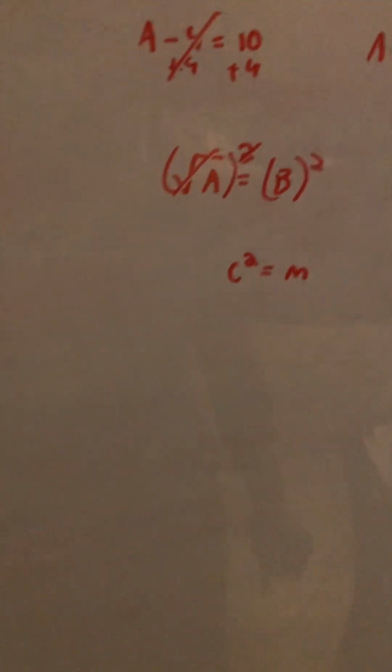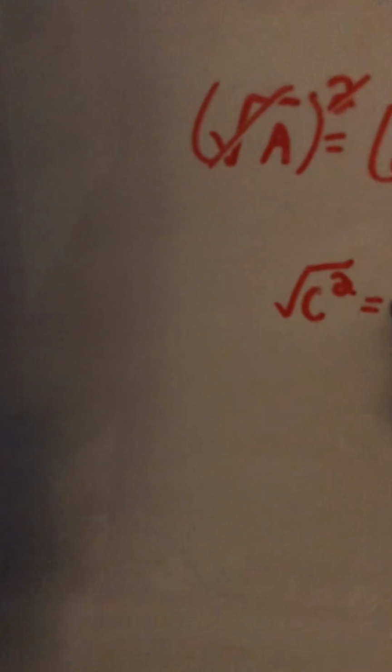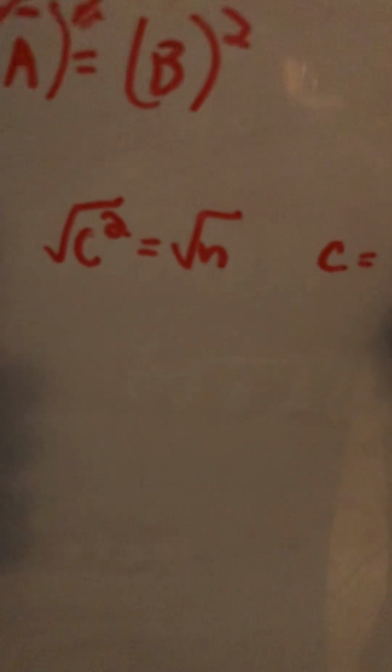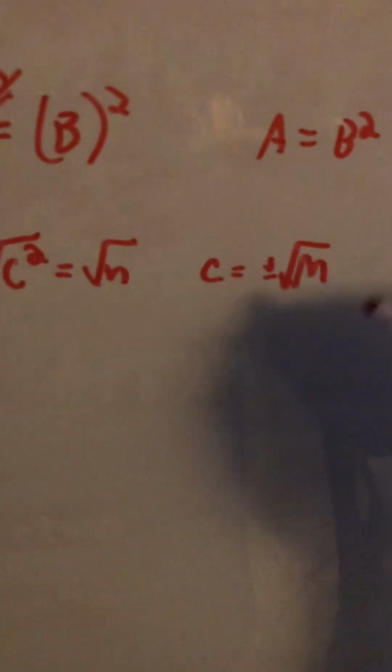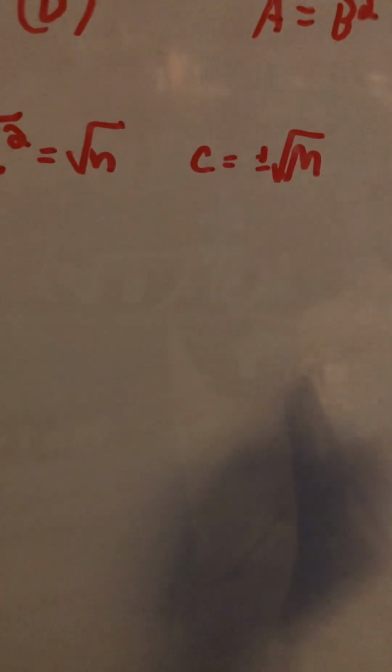What about this one? C squared is equal to m. Solve for c. When you have a problem like this, you want to take the square root of each side. So c is equal to plus or minus the square root of m. Don't forget to put the plus or minus there, because that's important. When I start talking about quadratic equations, you'll understand a little more why. Make sure you put the plus or minus when you're taking square roots, because there are two possible solutions.